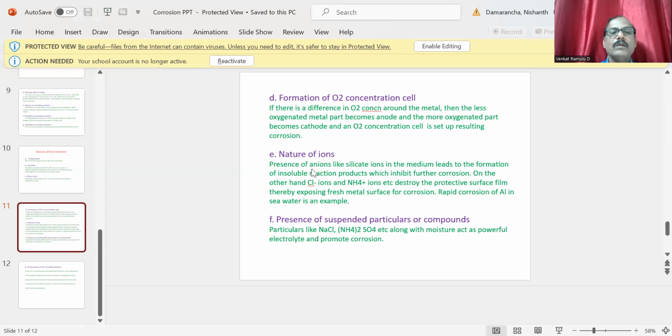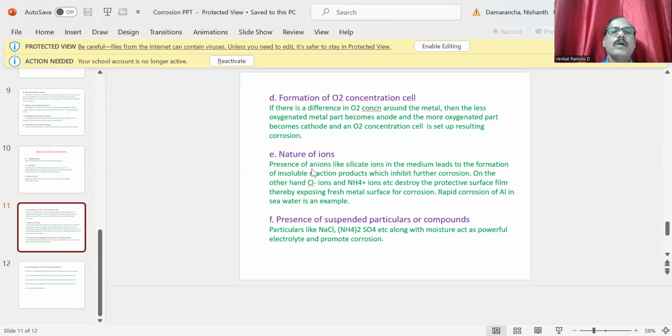Next, number 5, nature of ions. There are some ions like chloride ion, ammonium ion, etc. These ions destroy the protective surface film. A film will always be there on the metal surface. That protective surface film will be destroyed by Cl- and NH4+ ions. Because of this destruction of the surface film, the metal surface is again exposed to the atmosphere and undergoes corrosion.